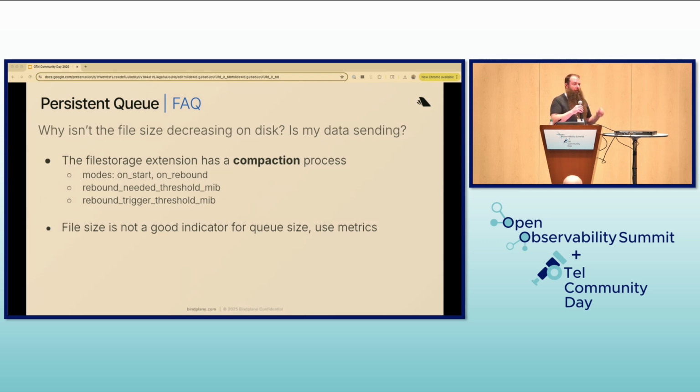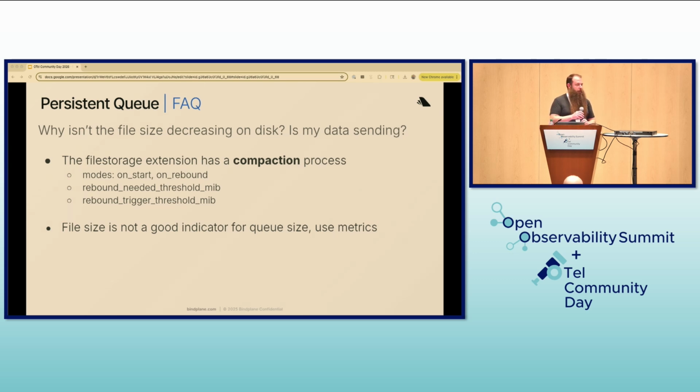The docs do a pretty good job of explaining how that goes. Basically, you've got those two primary thresholds. How big does the queue need to get before you say, I need to compact this? And then how much smaller does it need to get before you actually kick off the compaction?